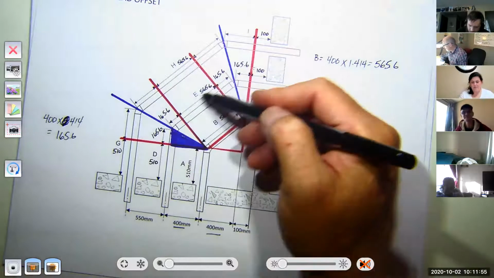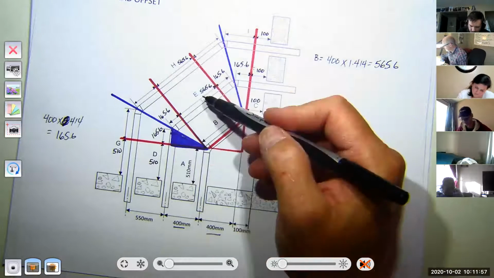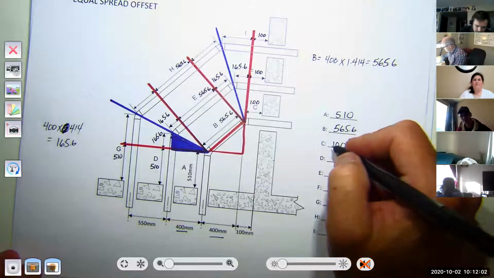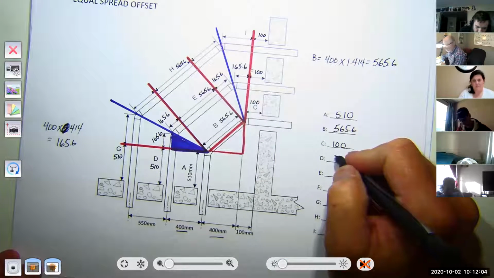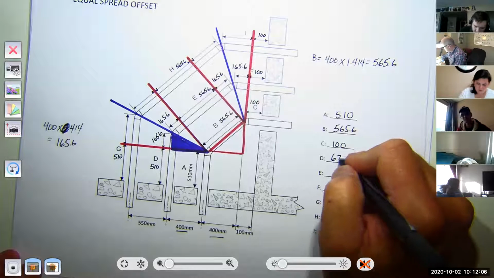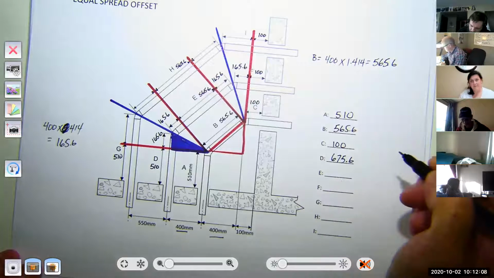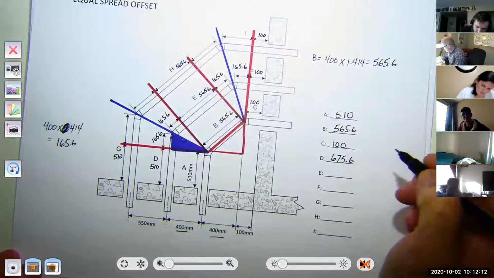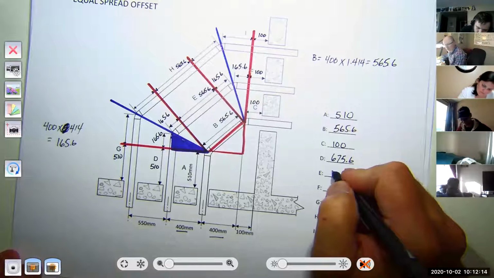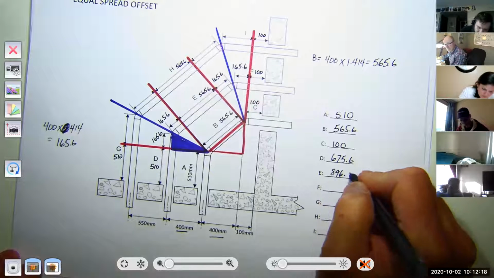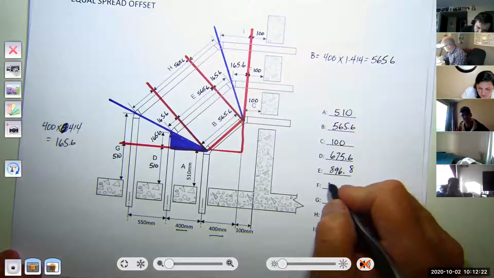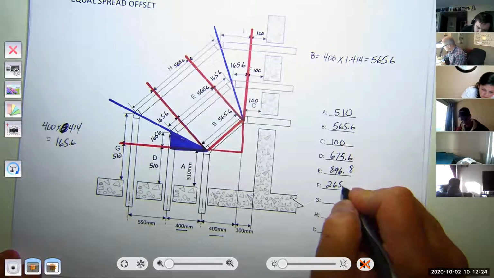Now I could write in my answers for D, E, and F. E, if I add those together, should be 896.8, and F is 265.6.